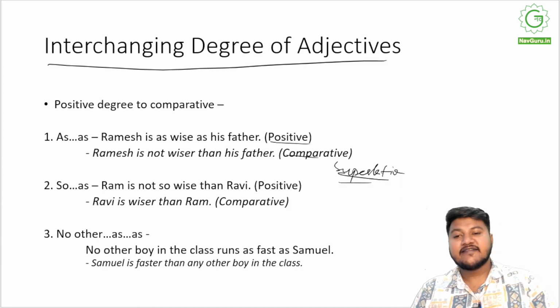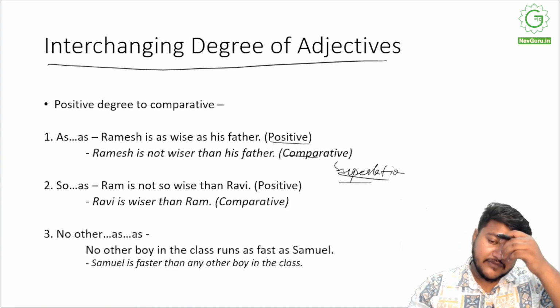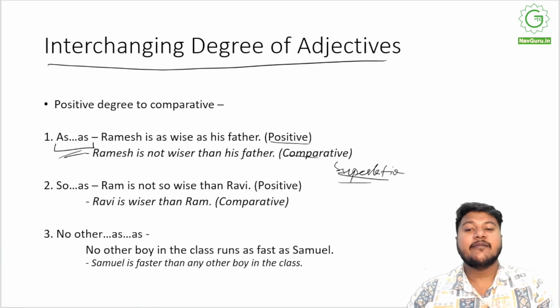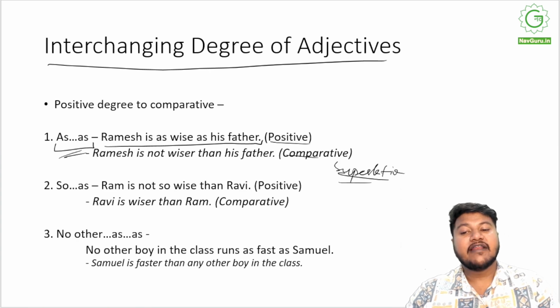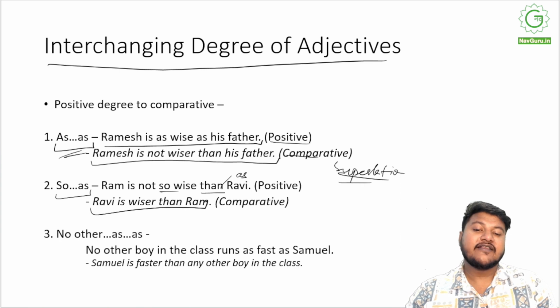Maybe in the very next slide if possible. But yeah, starting out, there are three ways in which you can compare. First, you begin with as and use another as, like Ramesh is as wise as his father. This is a positive degree. And when I have to change it to comparative, I'll use er, like Ramesh is not wiser than his father. Similarly, so as is another format. Ram is not so wise as Ravi, right? And again, it becomes Ravi is wiser than Ram.